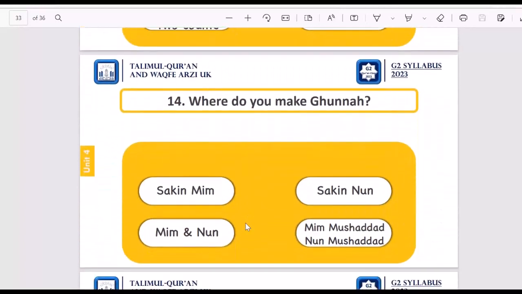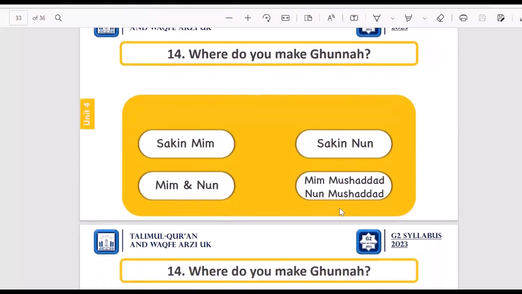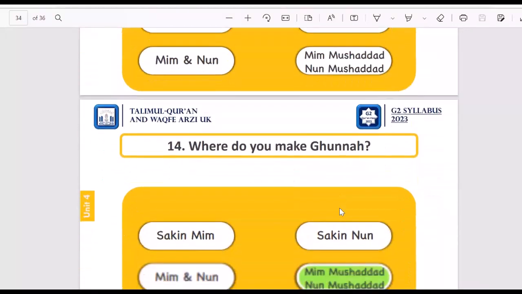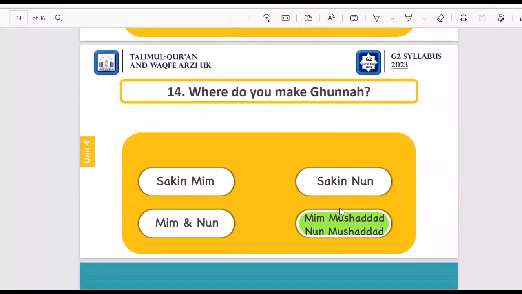Okay, moving on to the next question. Where do you make gunna? So is it on sakin mim, sakin noon, mim and noon, or mim mushaddad and noon mushaddad? Majority of the students have said mim mushaddad and noon mushaddad. Well done, that was the correct answer, the gunna sound, and at least elongate the sound for 2 seconds or 2 counts.